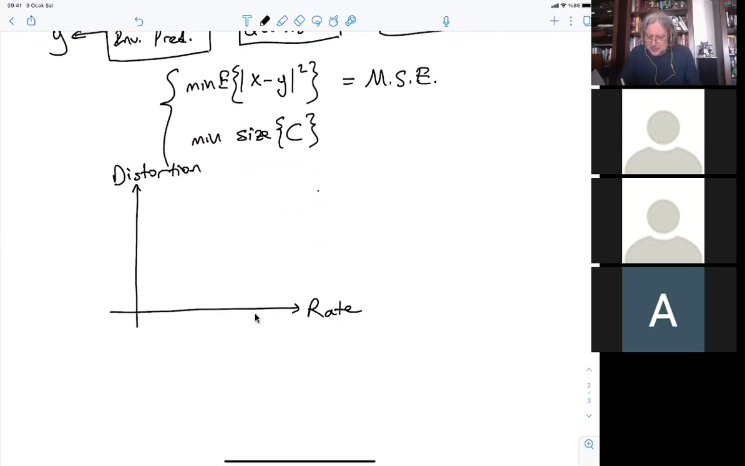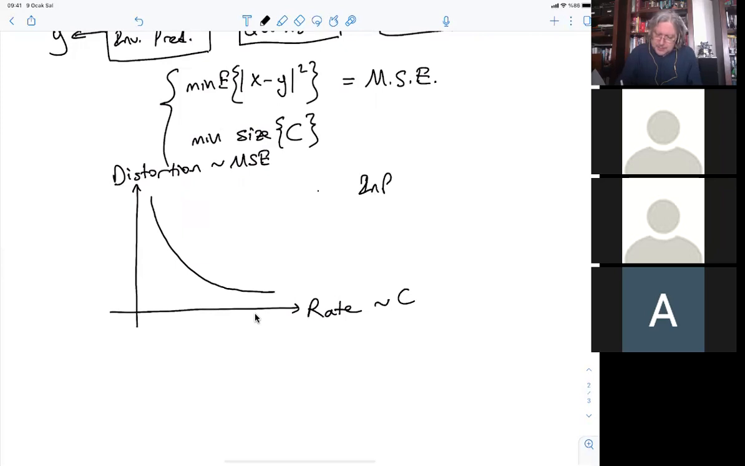The rate is analogous to C, and the distortion is actually mean squared error or something like that. So you cannot minimize both of them together. If you minimize one of them, the other one increases. They are inversely proportional to one another, like this. And this is a fundamental outcome of the so-called information theory.